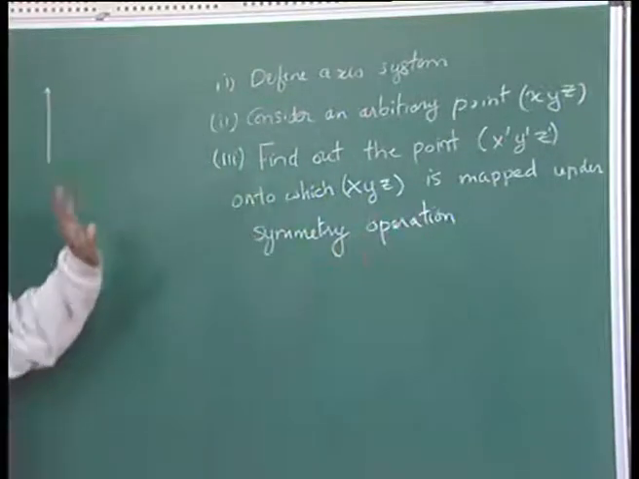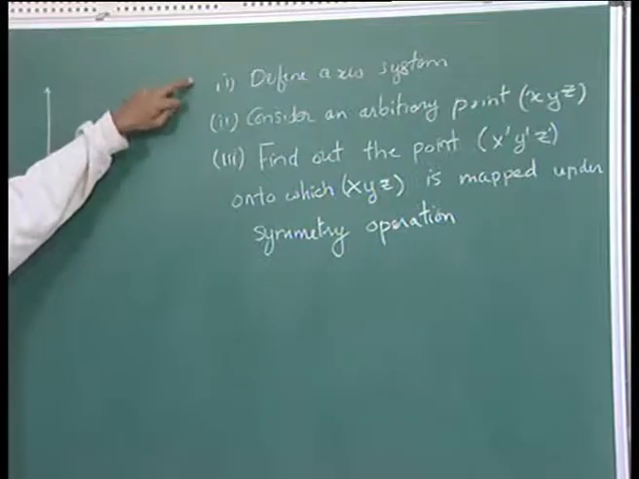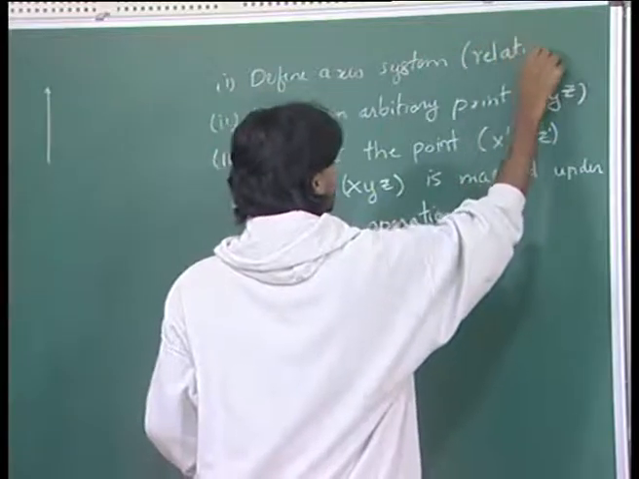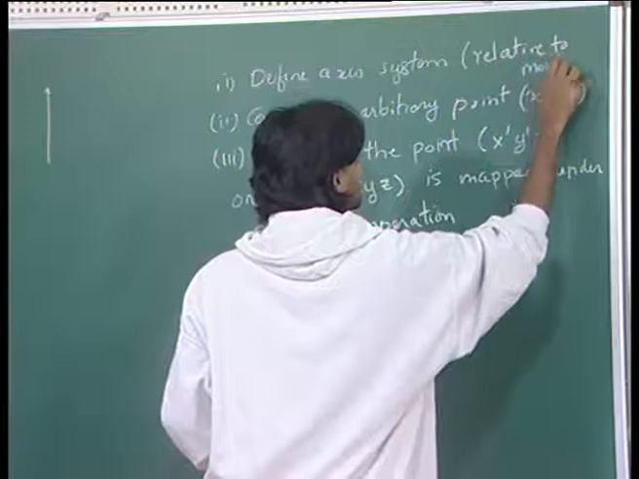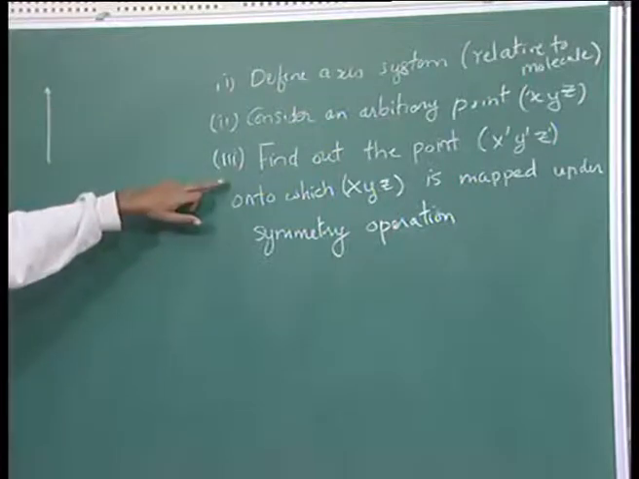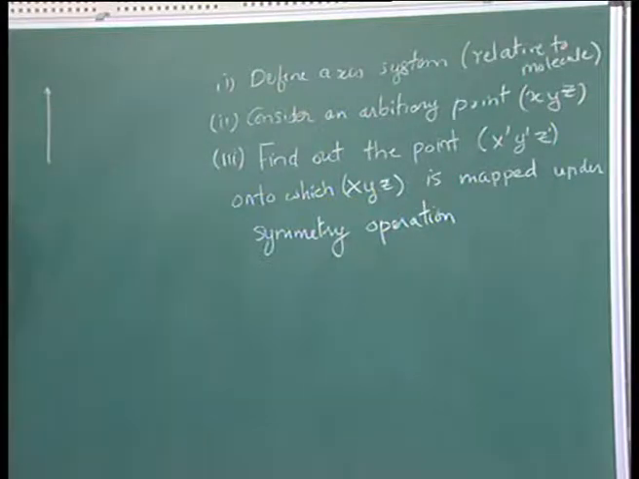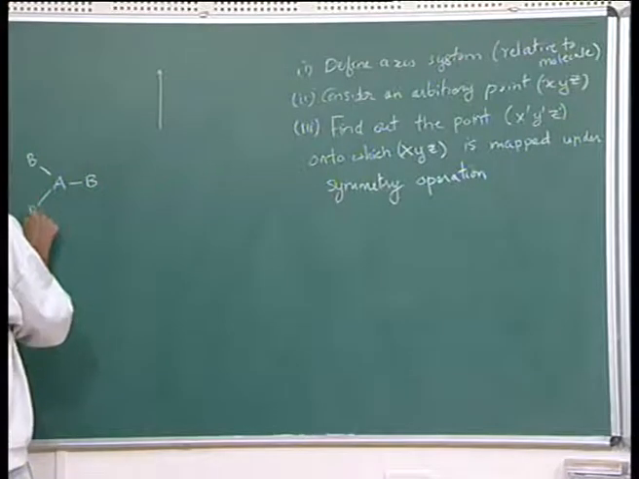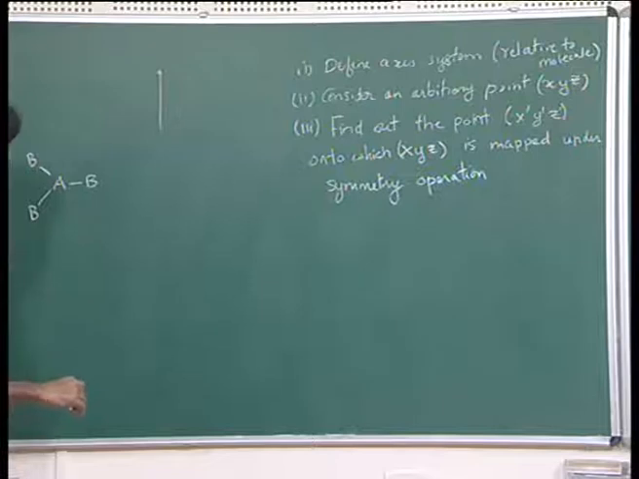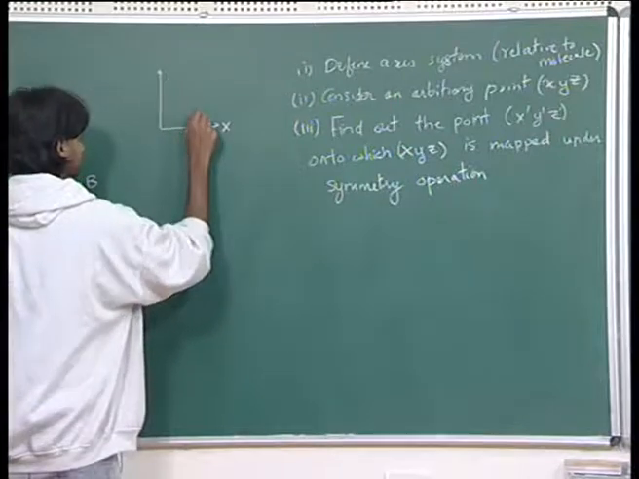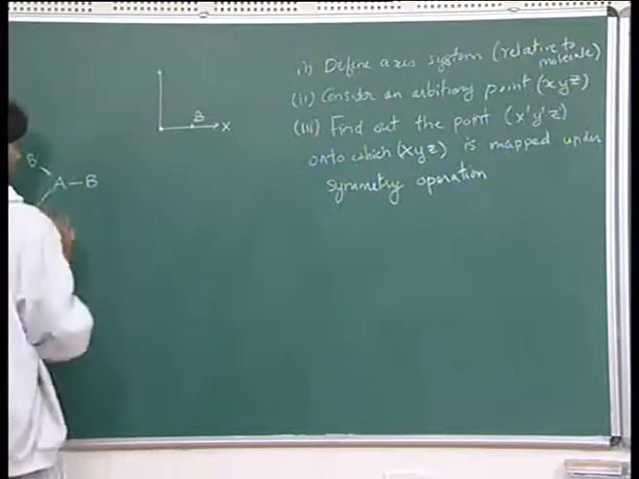Okay, so just to repeat, what we should do first is to make the access system. This is relative to the molecule, and I'll say exactly what I mean. Then consider an arbitrary point x, y, z and find out the point onto which x, y, z is mapped under a symmetry operation. In the example we considered, the AB3 planar molecule, I'm going to define my axes so that the x axis passes through one of the B's. The origin is always at the center of the molecule.